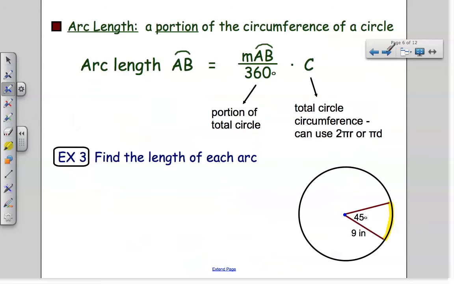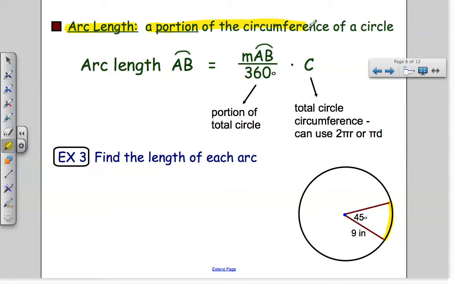So let's create this formula here. An arc length is really just a portion of the circumference of a circle. So if you want the arc length of whatever arc AB might be, you take its measure out of 360. Again, what portion of the total circle are we looking at? That's what this gives you. And then multiply by the circumference. Now, you can use 2 pi r or pi d, of course. Like, you could just put c for circumference. You could use 2 pi r there. You can use pi d there. Depends if you have radius or diameter, or if you have the circumference.